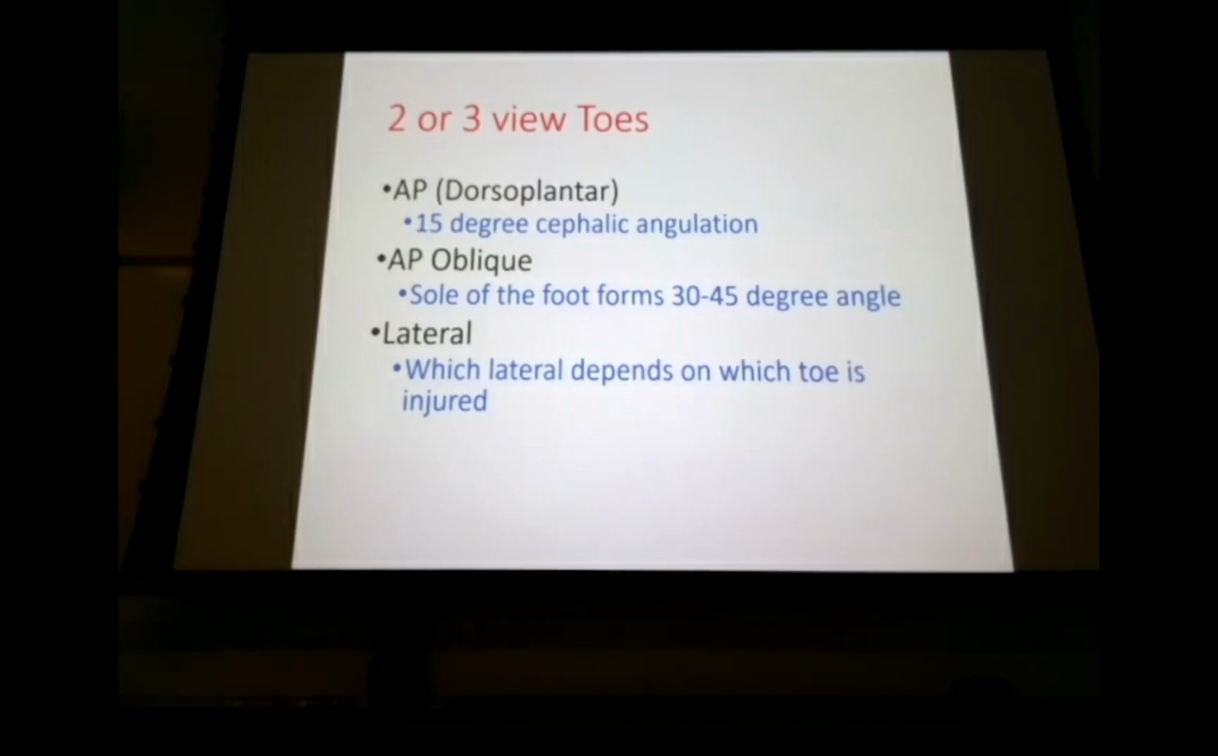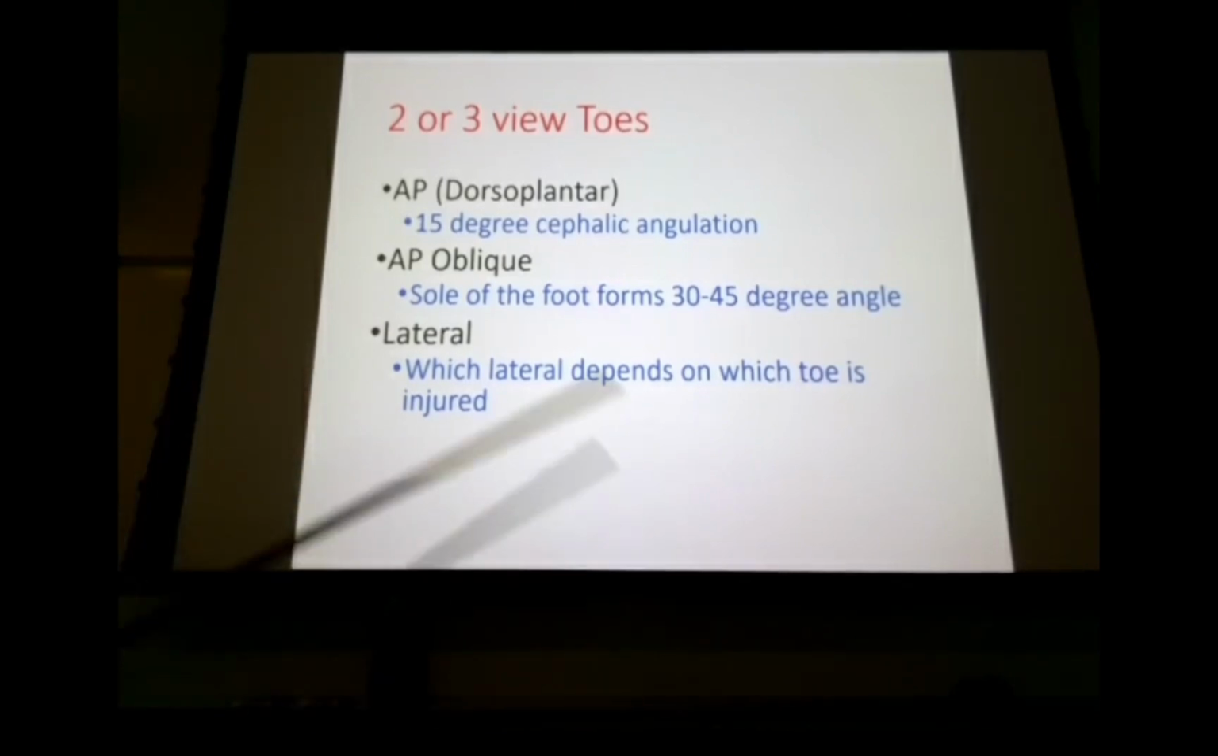It's the plantar surface. So in our toes, we're going to use a 15 degrees cephalic angulation. In our feet, we're going to use 10 degrees. So make sure that you don't confuse those two. It's 15 degrees for the toes and 10 degrees for the feet.